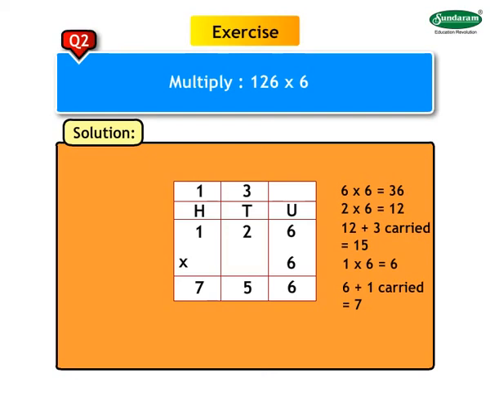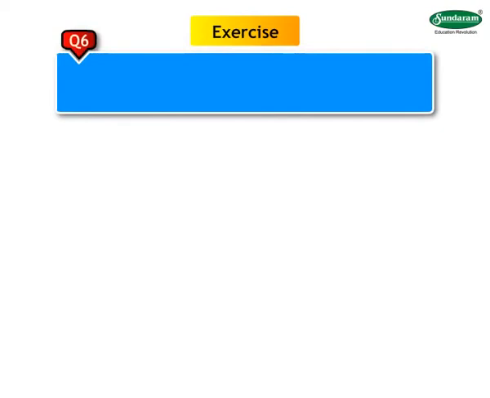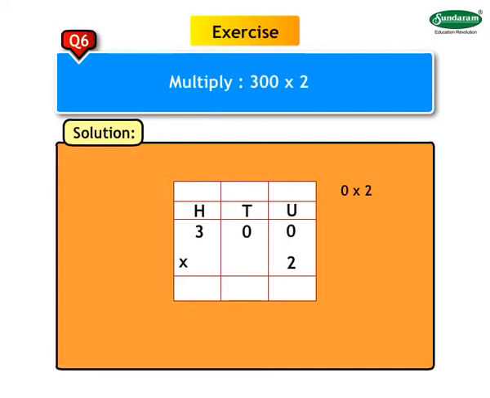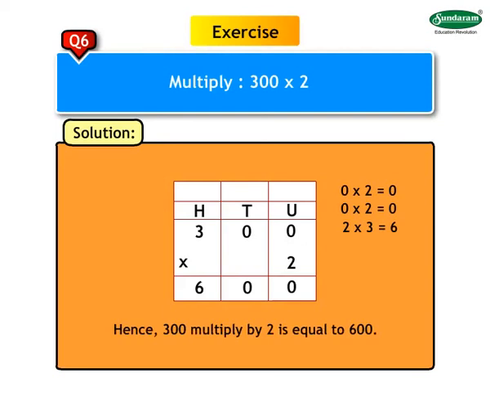Thus, the product is 756. Hence, 126 multiplied by 6 is equal to 756. Question 6. 300 multiplied by 2. 2 zeros are 0. 2 zeros are 0. 2 threes are 6. Thus, the product is 600. Hence, 300 multiplied by 2 is equal to 600.